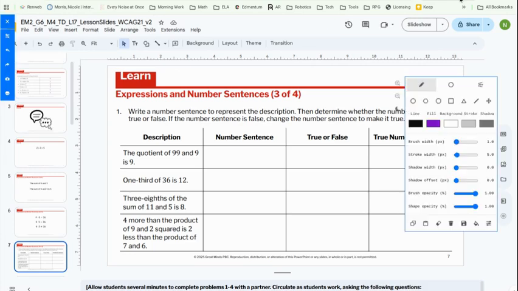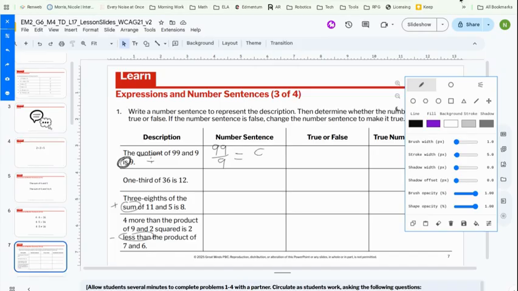So the first one, reminder, quotient means divide. Sum means add. Less than, you got your minus. So for this first one, and you can always slow this down and rewatch it, guys, if I'm going quickly, the quotient of 99 and 9, so 99 divided by 9, is your equal sign 9.